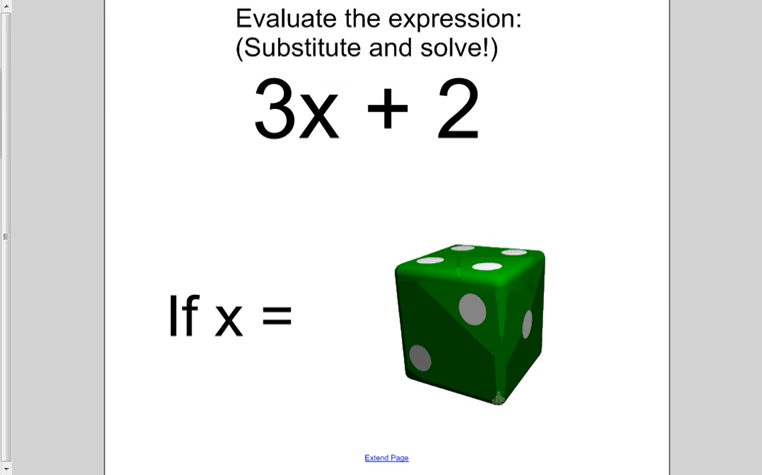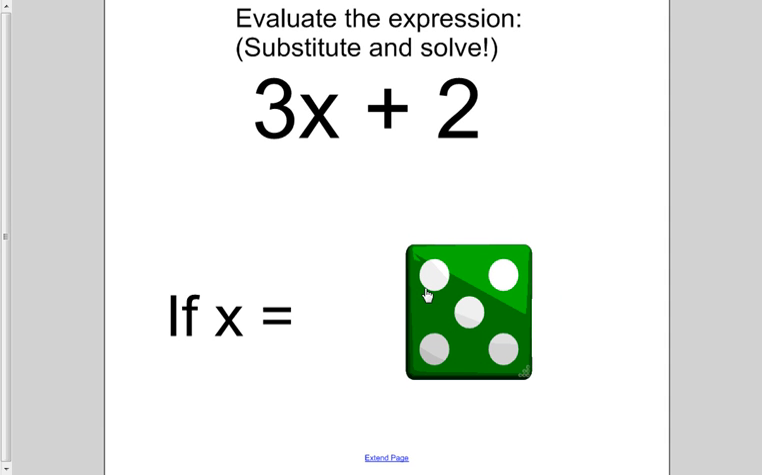All right, so here's an activity to practice this. It says evaluate the expression. So what I'm going to do here is roll the dice for our value of x, and then you can go ahead and pause and see if you can solve it. So let's do the first one together. We're going to solve 3x plus 2 if x is equal to 5.